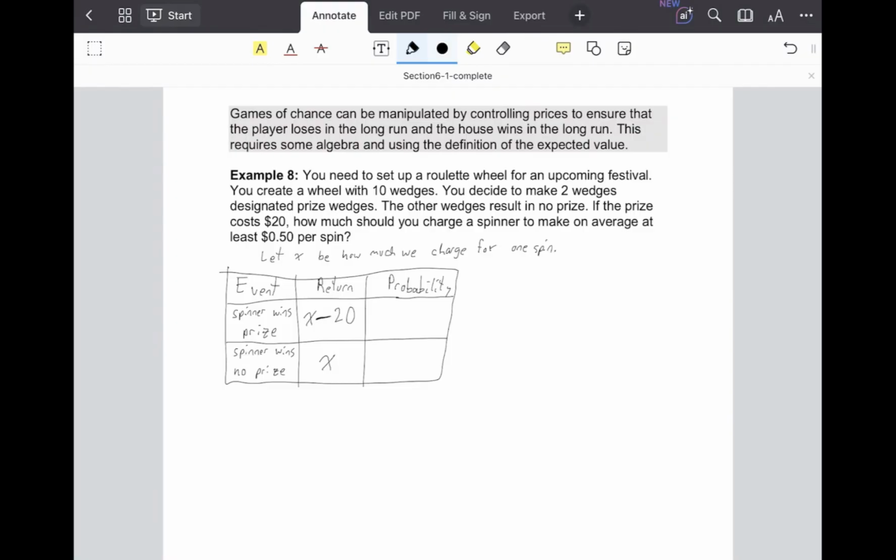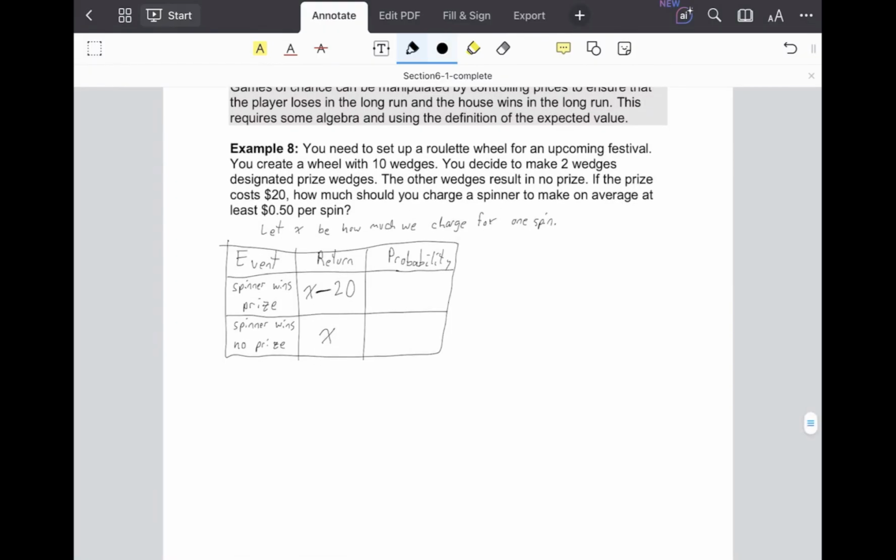Now, the probability. We have two wedges that are prize wedges, so 2 out of 10 are prize wedges, so I'll put 0.2 here. And the rest of them, using the complement rule, 1 minus 8 out of 10 are no prize, which gives us a probability of 0.8.